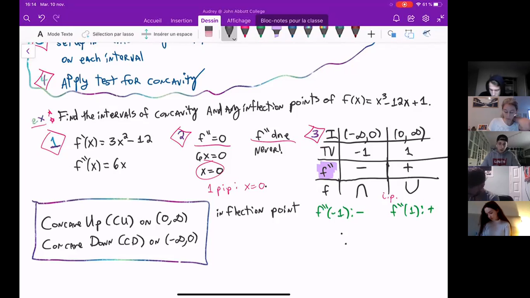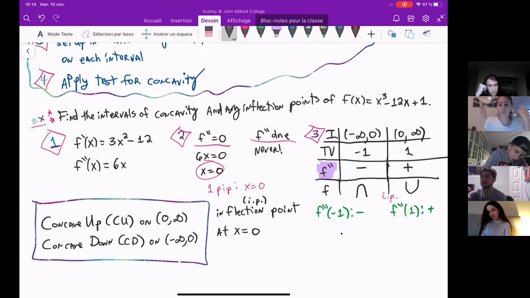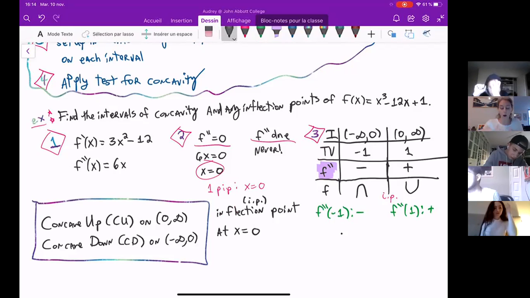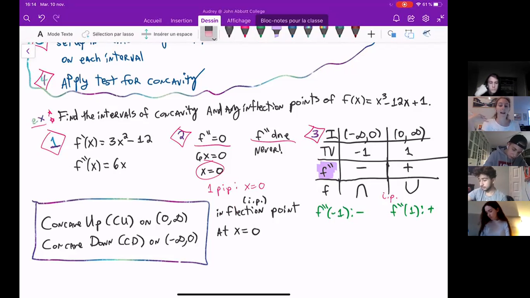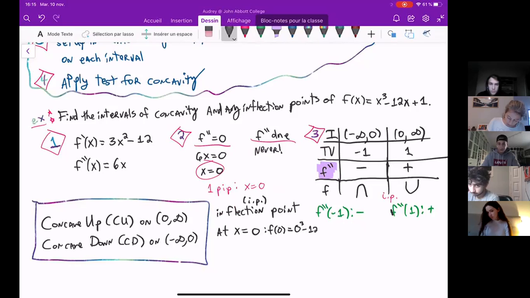So inflection point, we're going to write as IP from now on, IP at x equals 0. But you'll notice that the words inflection point contain the word point, which means that we need a y value. So the same as when we were finding maxima and minima, we need a y value. Which function do I plug into to find y values? The first? You got it, the original function. So here I'm going to have f of 0 is 0 cubed minus 12 times 0 plus 1, which is just 1. So my inflection point is 0, 1.